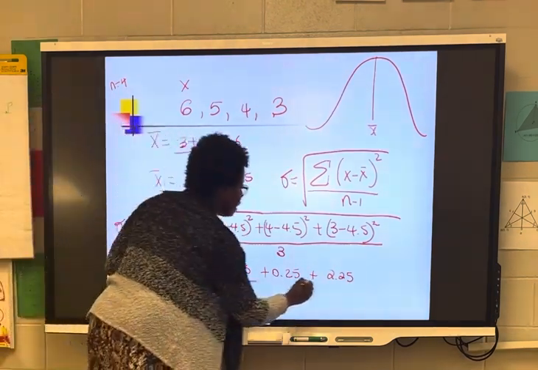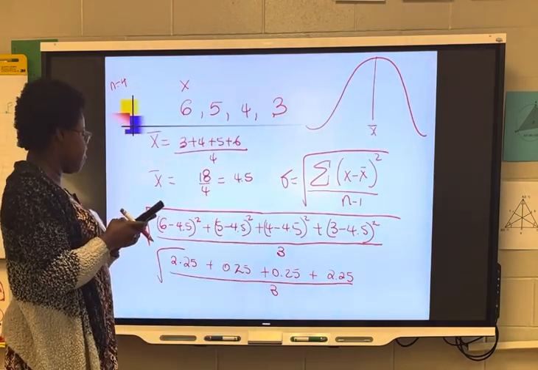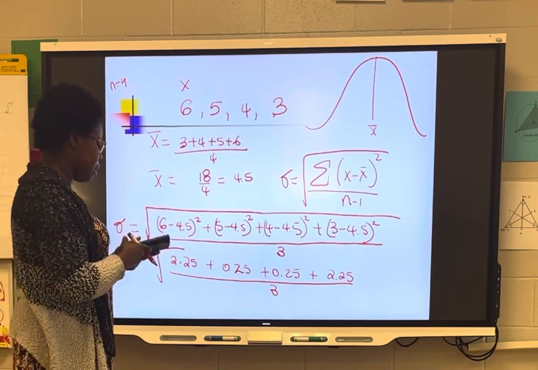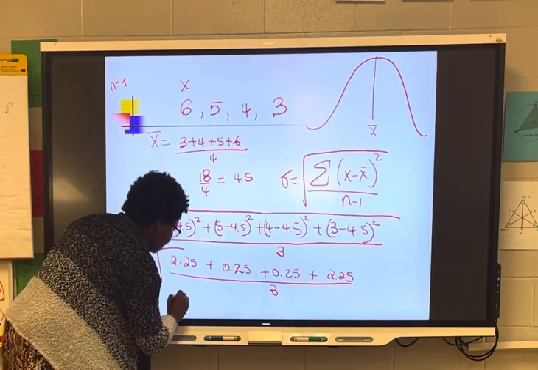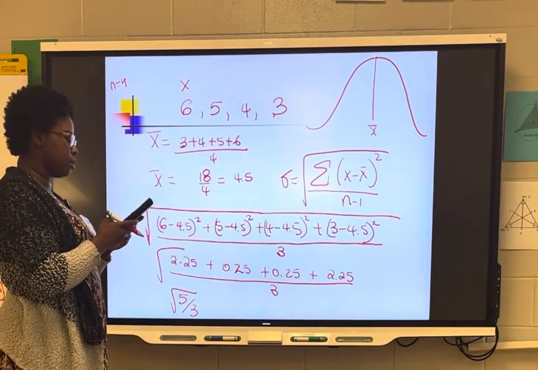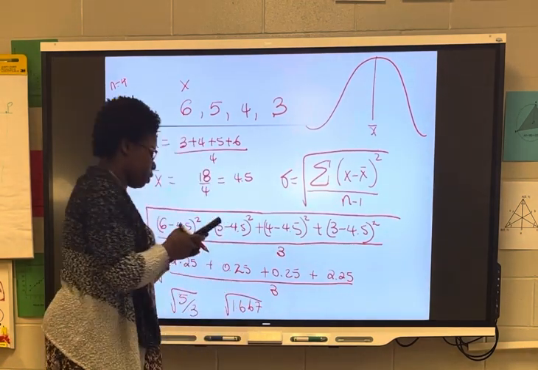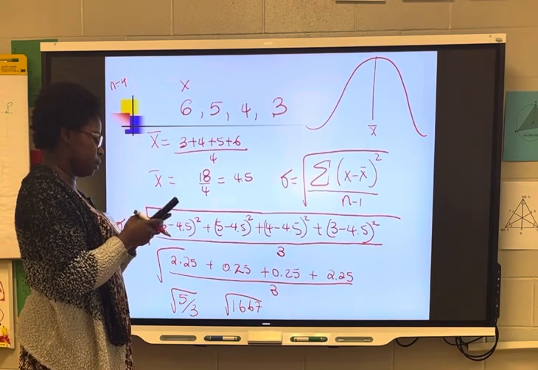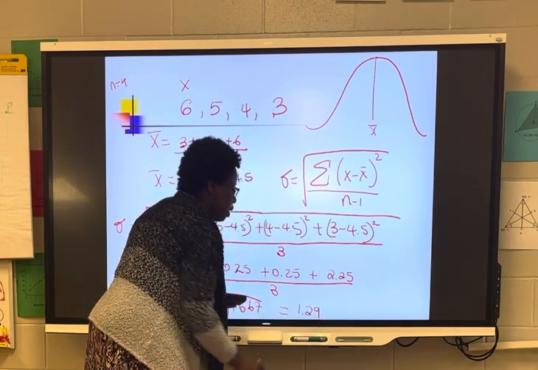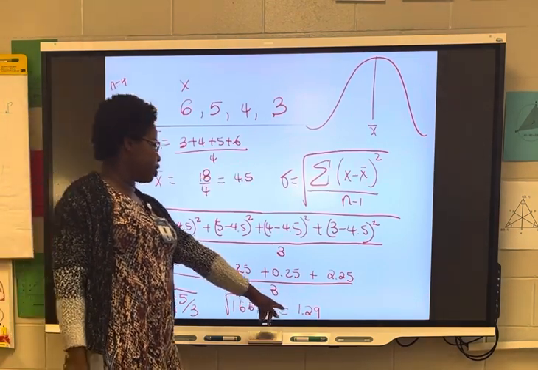Alright. So I did my deviation squared and I got these for my answer. Now I'm going to divide this answer here by 3. So it's going to be 2.25 plus 0.25 plus 0.25 plus 2.25. And that gives us 5. So it's going to be 5 divided by 3 under the square root sign. So 5 divided by 3 is equal to 1.667, let's round that off, and the square root of 1.667 is equal to 1.291.